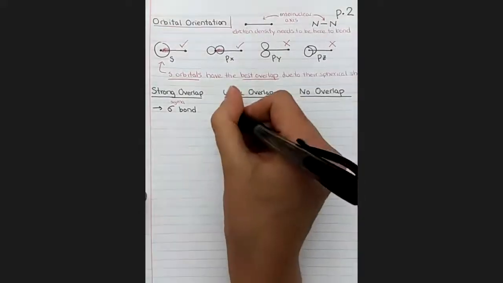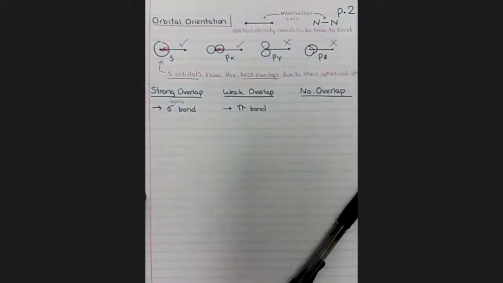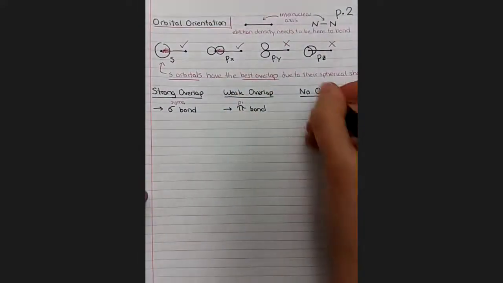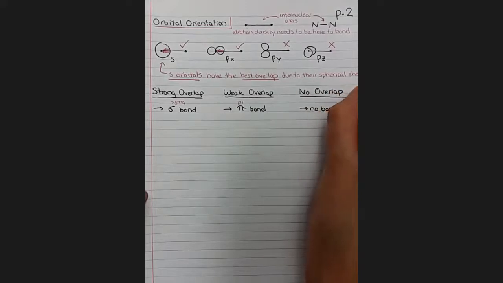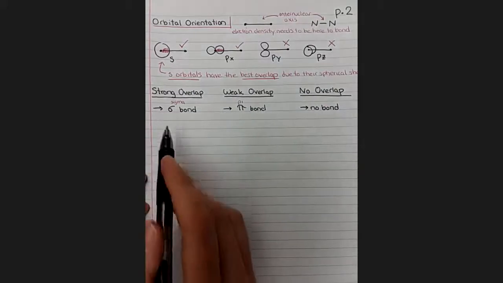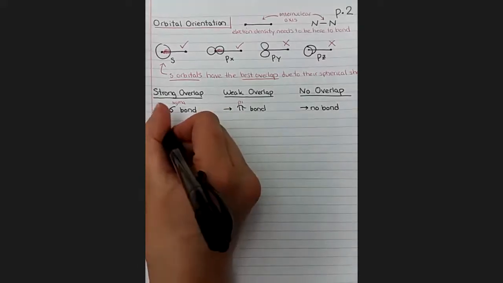So if there's a strong overlap between two orbitals, we call this a sigma bond. Sigma looks a little bit like a 6 on its side. If there is a weak overlap, this is called a pi bond. That's a capital letter pi. And if there's no overlap, then it is not a bond. You need to have orbital overlap in this model to have a bond form. So let's talk a little bit more about each of these different types. So a sigma bond is the strongest overlap you can have.